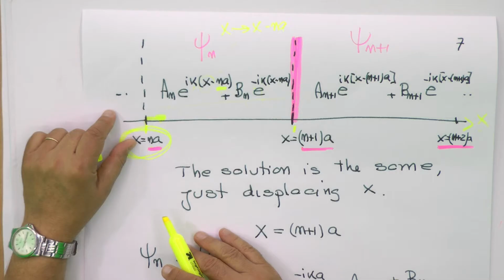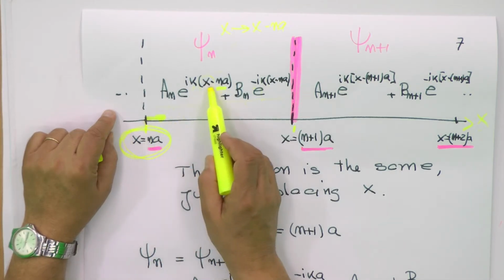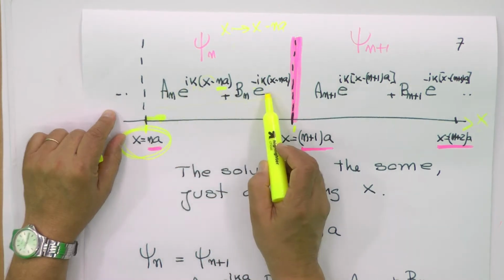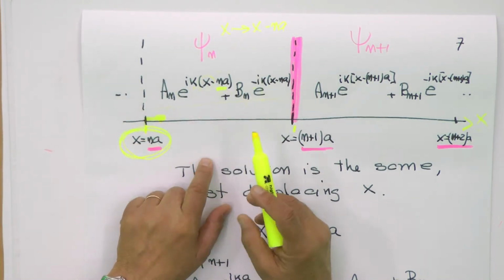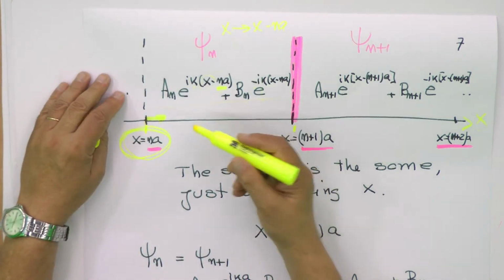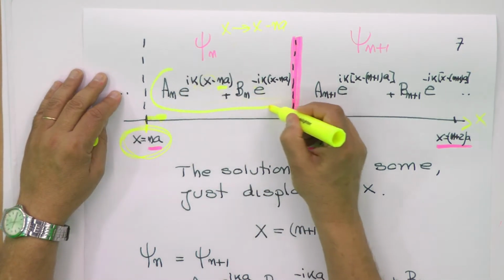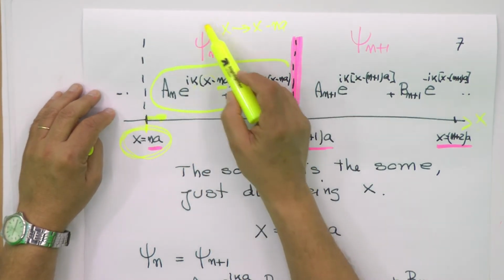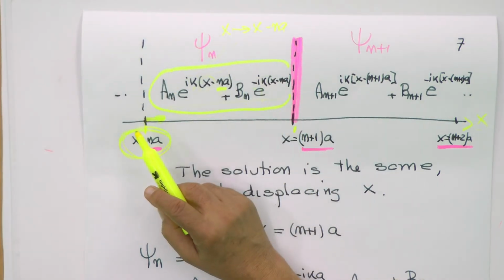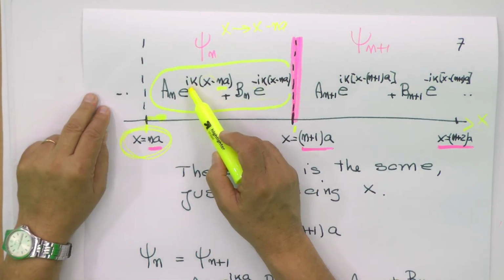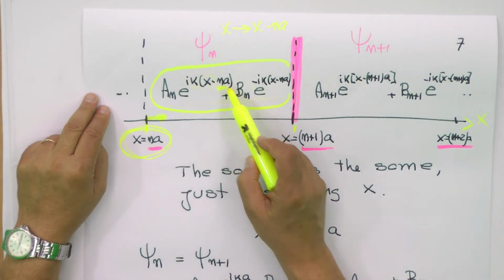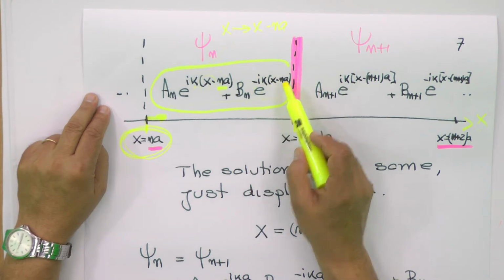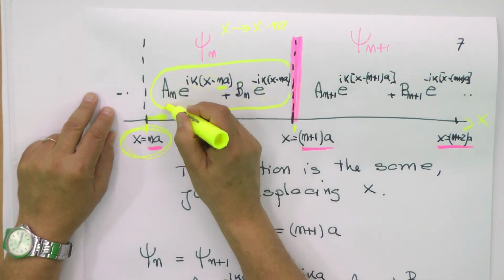Right? When x is bigger than any a, I am in the positive side. When it is smaller, I'm in the negative side. So the solution this side of the frontier is a n, because I am in the psi n part, times e to the I k x minus n a plus b n e to the minus I k x minus n a. That must be the solution in this side here.